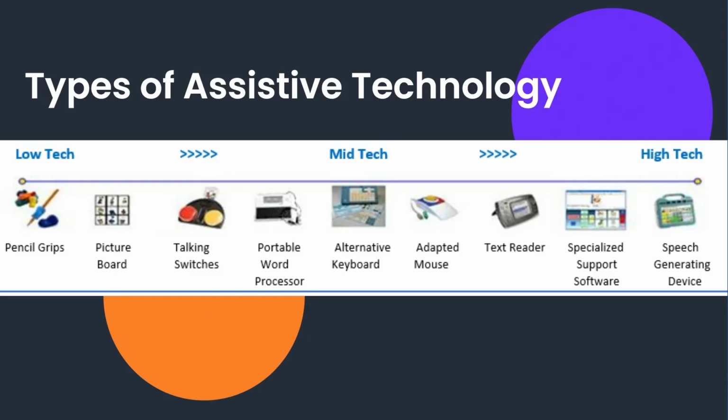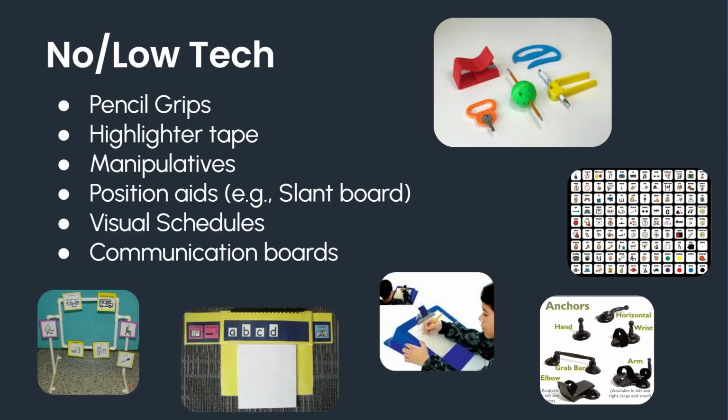There's a variety of types of assistive technology out there, and the spectrum that we kind of reference is low tech or no tech to mid tech all the way up through high tech devices. I'll get into some of those specifics now. When we're thinking about no or low tech devices, these could be as simple as a pencil grip.